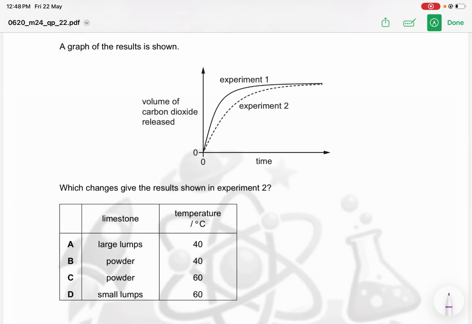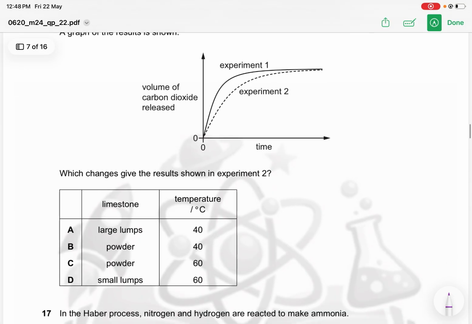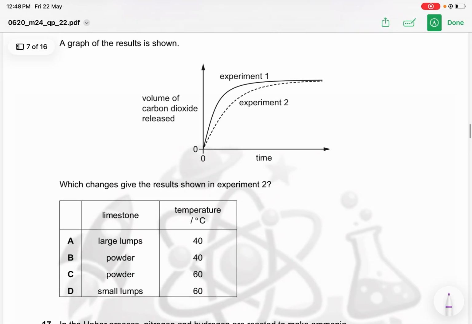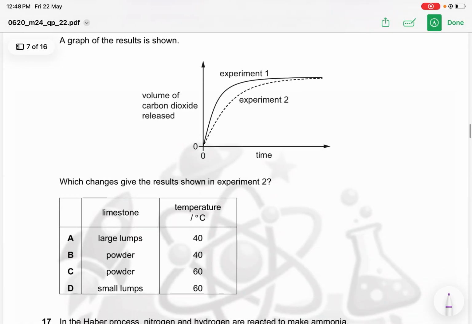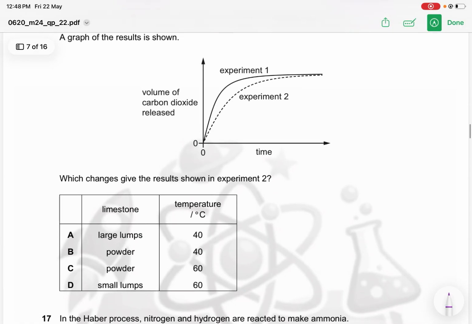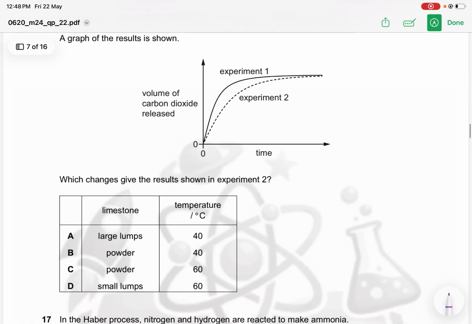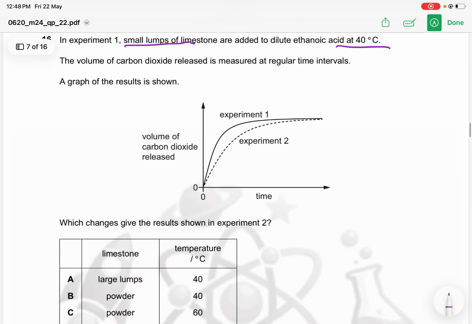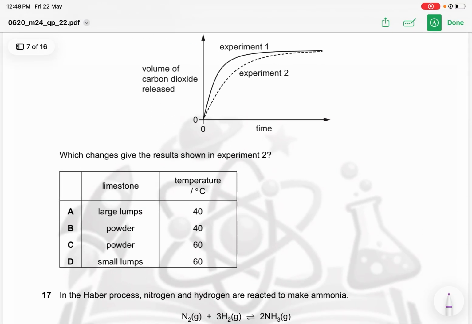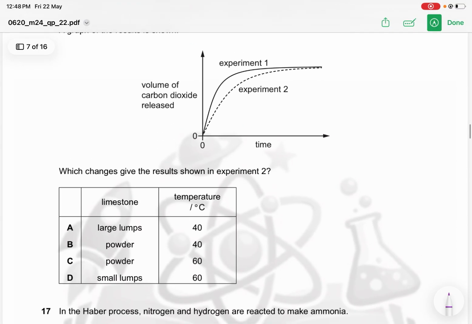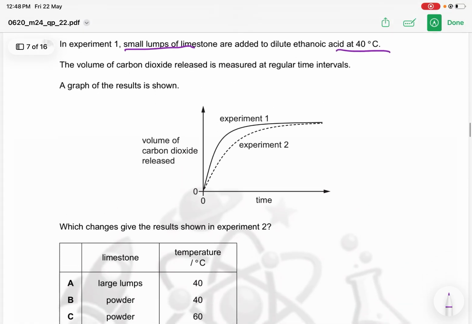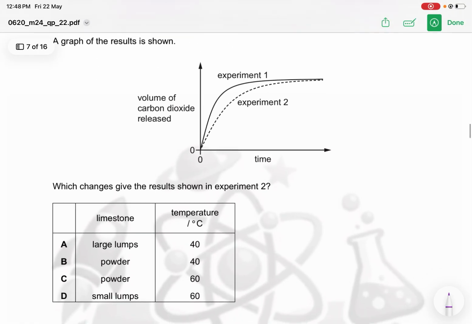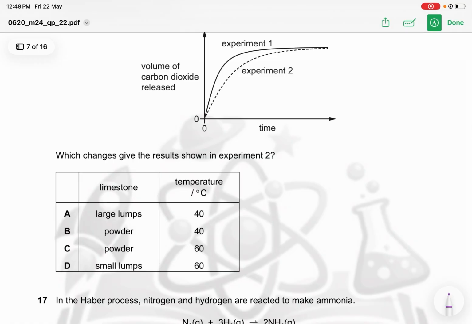They have provided us 2 graphs, and they are asking which changes will give us graph 2. Graph 2 is below the experiment 1 graph, meaning the rate of reaction is decreased here. For experiment 1, they have used small lumps, so here they would have used larger lumps, and temperature could be the same again. So it is A.